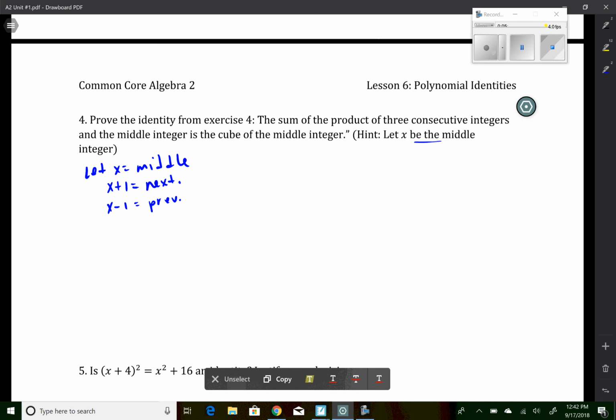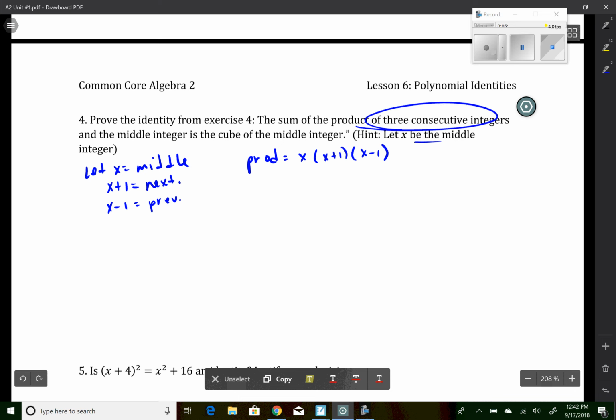So we're going to add up the three integers. So the sum is going to become 3x, because I would have x plus x plus x is 3x, and the 1 and the negative 1 cancel. So that's the, oh no, never mind. Sorry, we have to find the product of these first. I jumped the gun. So the product of these is going to be x times x plus 1 times x minus 1. So the product of the three consecutive integers, I got to do that first, so let's not jump ahead.